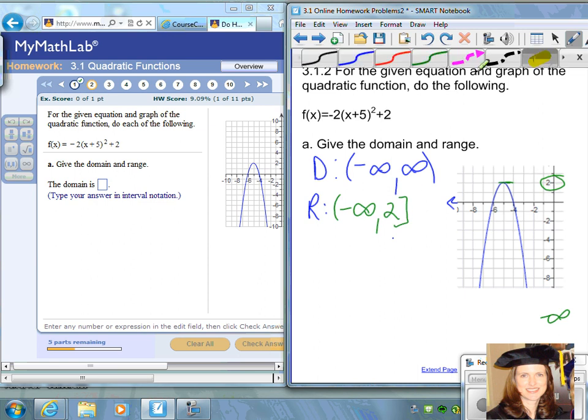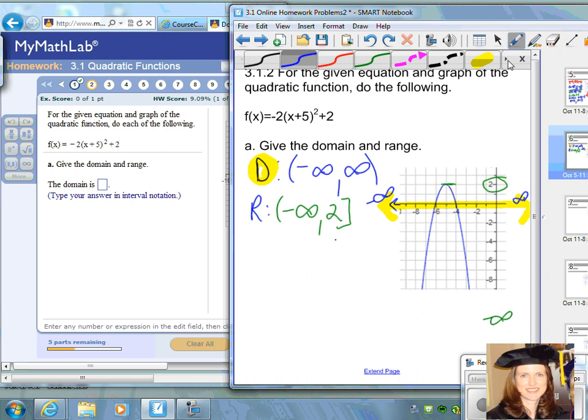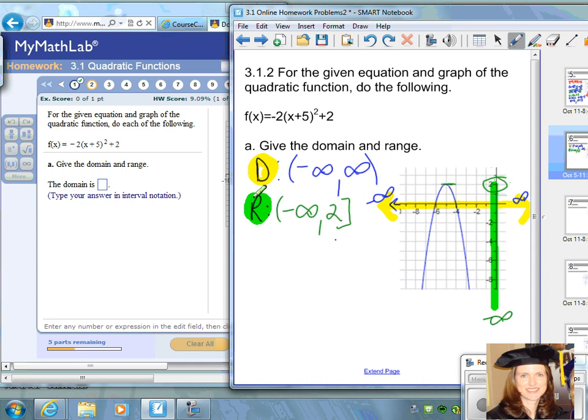So again, when you look at the domain, it's how far to the left and how far to the right the graph is going to go. This graph is going to continue to get wider and wider. That's why I've listed here that it goes from negative infinity to infinity on the x-axis. Now for the y-axis, in the y direction, this graph goes forever down the page, and the highest that it gets on the y-axis is at +2. So that's a way that we can look at domain and range.